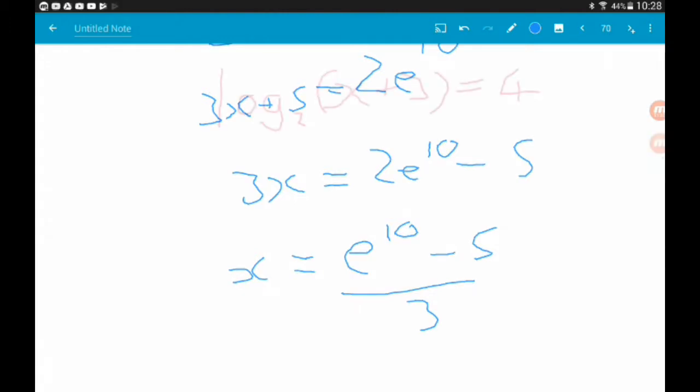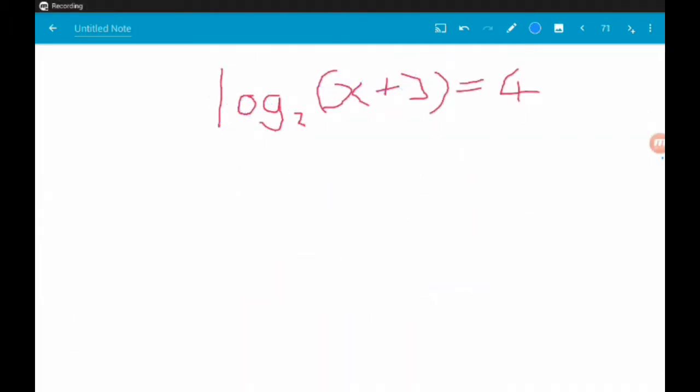Good times. Okay, next example, we want to solve log base 2 of (x + 3) is equal to 4. So to cancel out a logarithm, you need to raise both sides as a power of the base. So in the last example, we had the natural log, so the base was e. Here, the base is 2. So, we raise both sides as a power of 2.